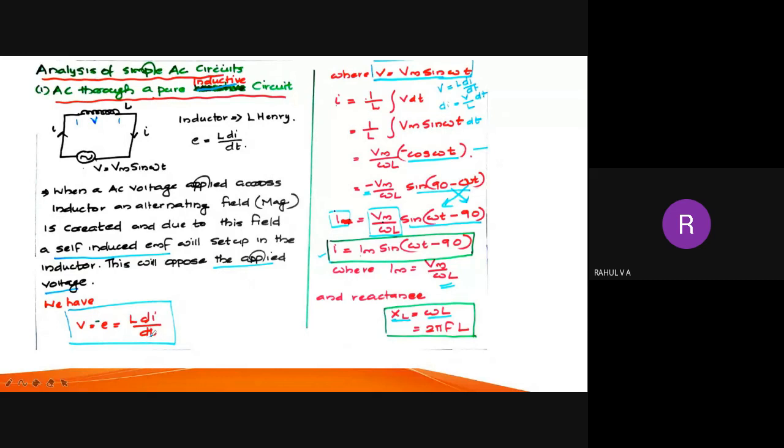If you look at this, first you have to draw the circuit diagram and then write the sentence: when an AC voltage is applied across an inductor, an alternating magnetic field is created. A self-induced EMF will be set up in the inductor that will oppose the applied voltage.